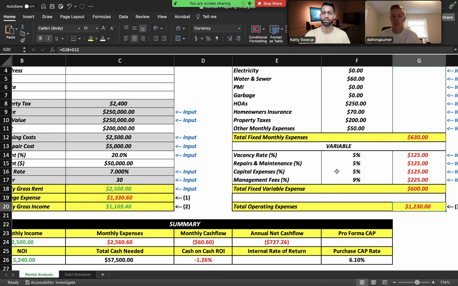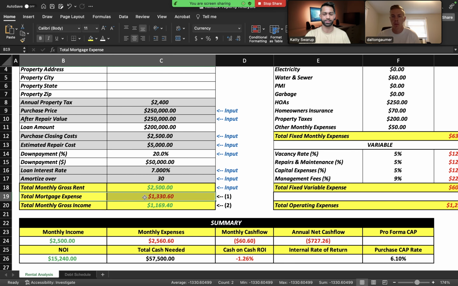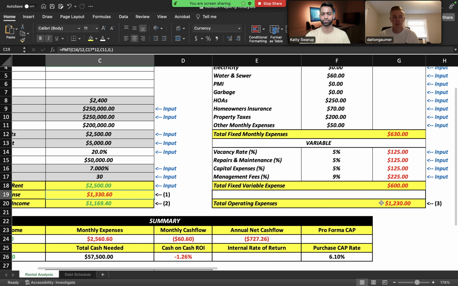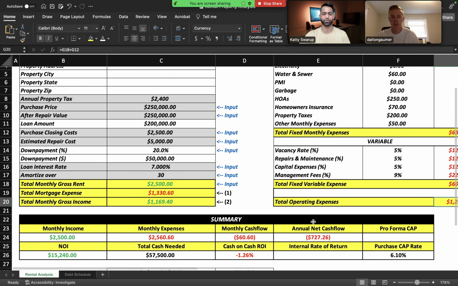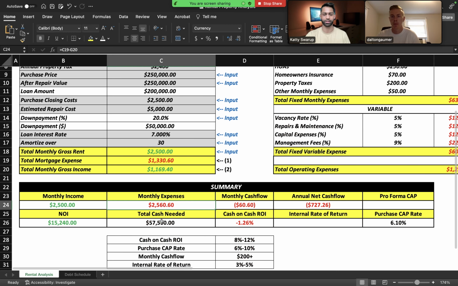hypothetical example here. And then the mortgage expense is around $1,330. So you'll notice that the total monthly expense is a combination of both the mortgage expense and the operating expense, which comes out to around 2560. So that's what this column over here shows. The monthly expenses 2560 and our monthly income is 2500. So we are on a net basis not generating cash flow. So this property is losing us $60 per month.